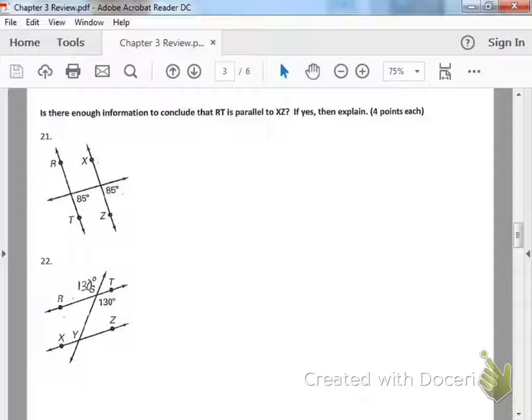So just look at what they're giving you and try to decide, is that enough information to show that the lines are parallel? Ways to show lines are parallel would be like corresponding angles are congruent, alternate interior angles are congruent, alternate exterior angles are congruent, or same side interior angles are supplementary. Do we have any of those things here? Yes. What are these?